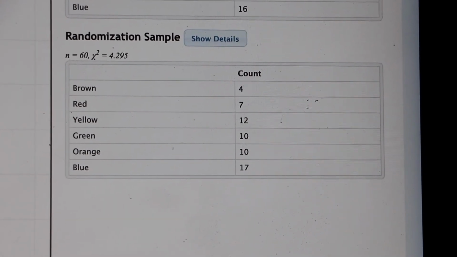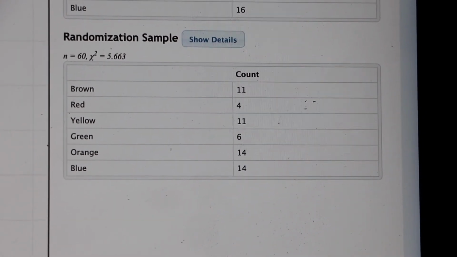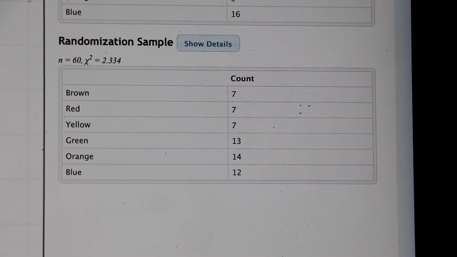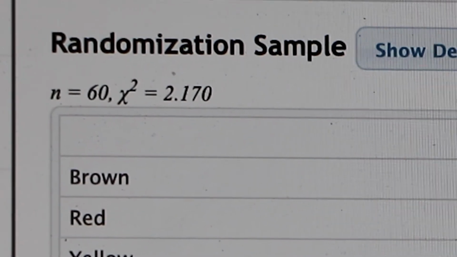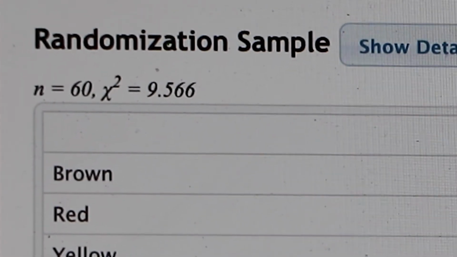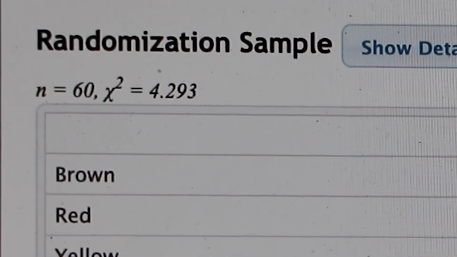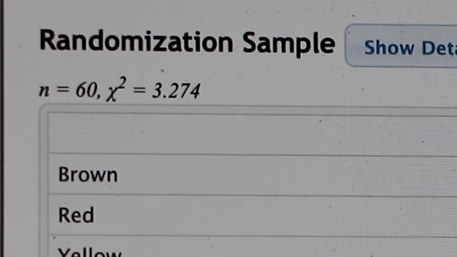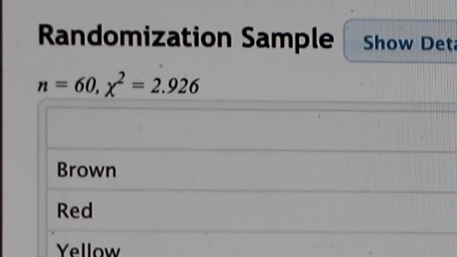7.4, 4.2, and so I'm getting a bunch of chi-squares under the assumption that the claimed distribution is true. So I'm getting a bunch of M&M candies, and I'm doing this over and over and over again. Keep track of those chi-squared values.